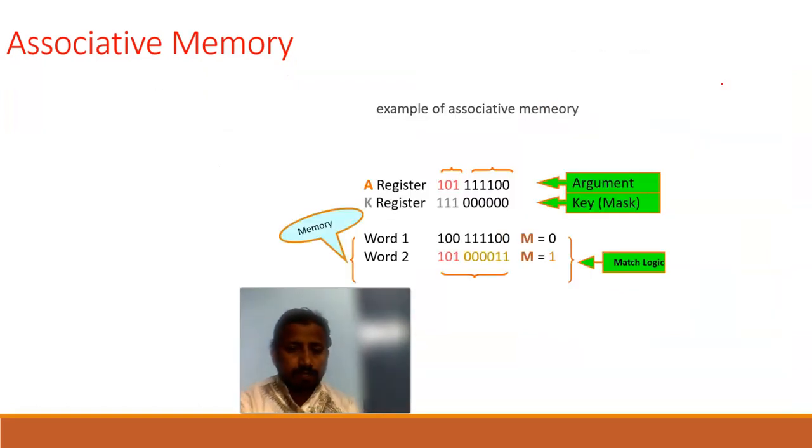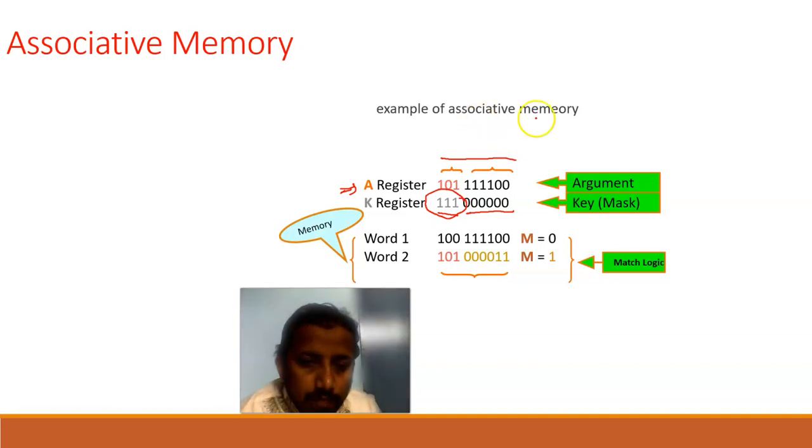Coming to this, an example of this associative memory is given over here, which would make you very much clear. So this is my word which is going to be searched in the memory. What is that word? 101, four ones, then 00. This is the one word which I want to search in the memory. Now going to the key register. The key register is provided with three ones over here, then zeros. So the key is nothing but 111 in these positions. Wherever the 1 is there, those particular bits of the argument register should match with the words in the memory. That should be the most important thing.